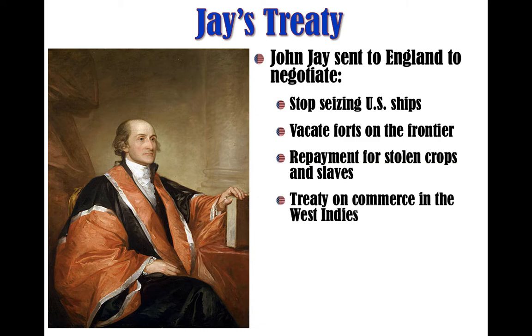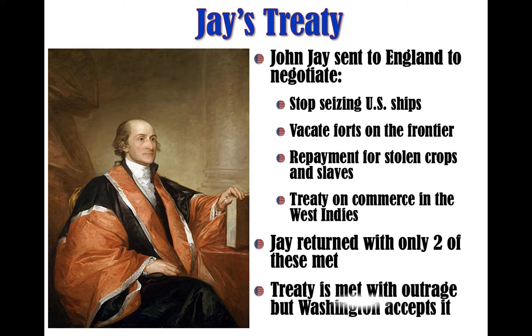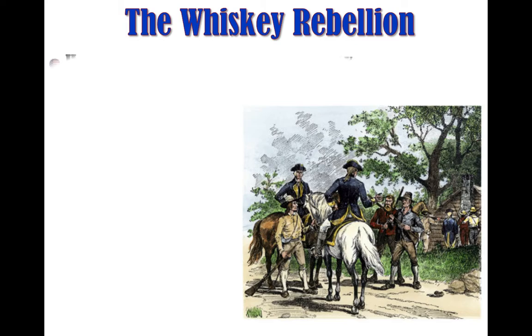And lastly, that there's a treaty on commerce in the West Indies, meaning that any trades taking place in the West Indies, which again is where the Caribbean islands are, they wanted to create a treaty dealing with how those negotiations would work out. Well, what happens? Jay returned with only 2 of these met, and this made George Washington upset. However, he accepts it as, hey, at least we got 2 out of the 4 instead of 0 out of the 4.